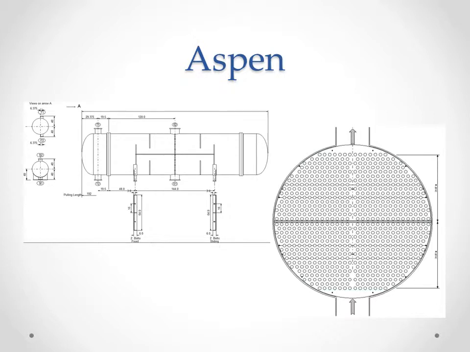Here are detailed drawings of the shell and tube heat exchanger. The length of the shell was found to be just under 20 feet long and 6 feet wide, and the tube bundle contains 800 tubes.